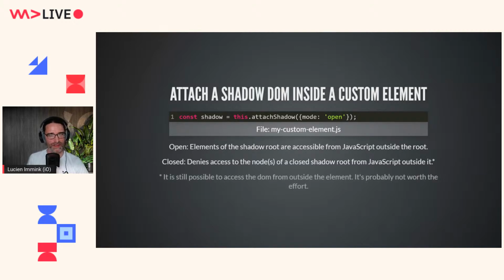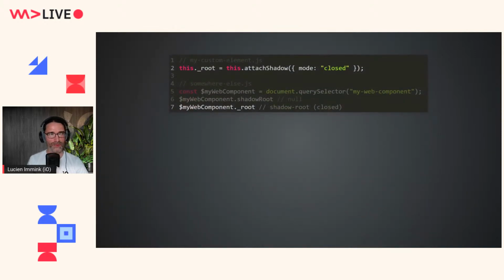Don't go near them. The only thing is, even though you're giving your shadow the mode closed, you can still access them from the outside element. That's because you need to use this shadow constant that you've created to extend your shadow DOM with all your shadow DOM elements. But it also means that you can access that constant and perhaps change some of the contents. So let's dive into a simple example. I've added my shadow DOM as closed, and I've assigned it to the _root variable of my custom element.